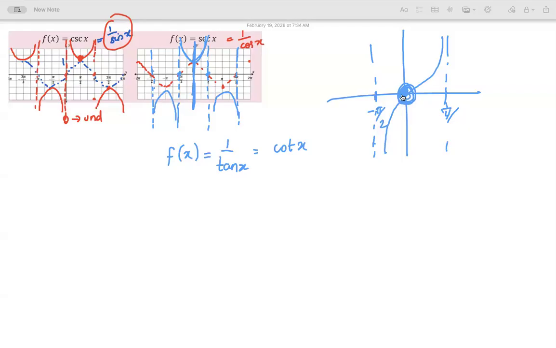What did I do? Sorry guys, give me a minute here. Let me paste a graph for you. I don't have a graph.